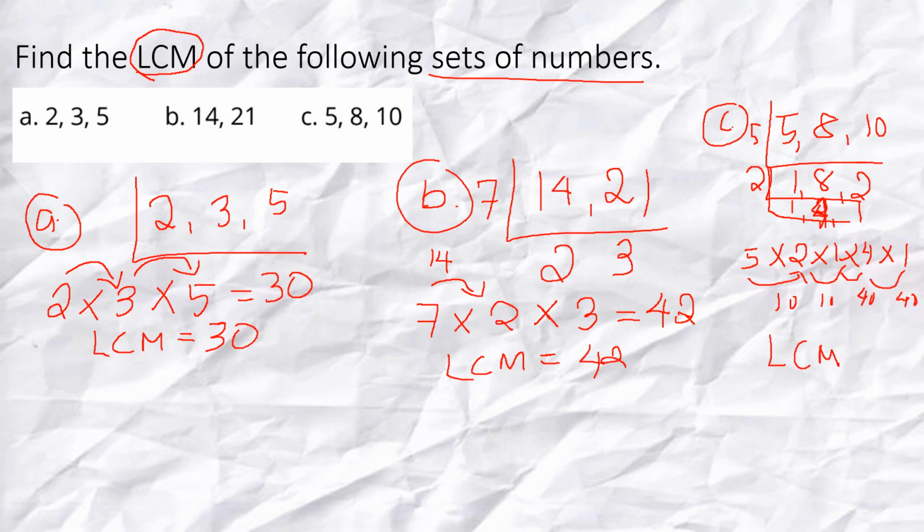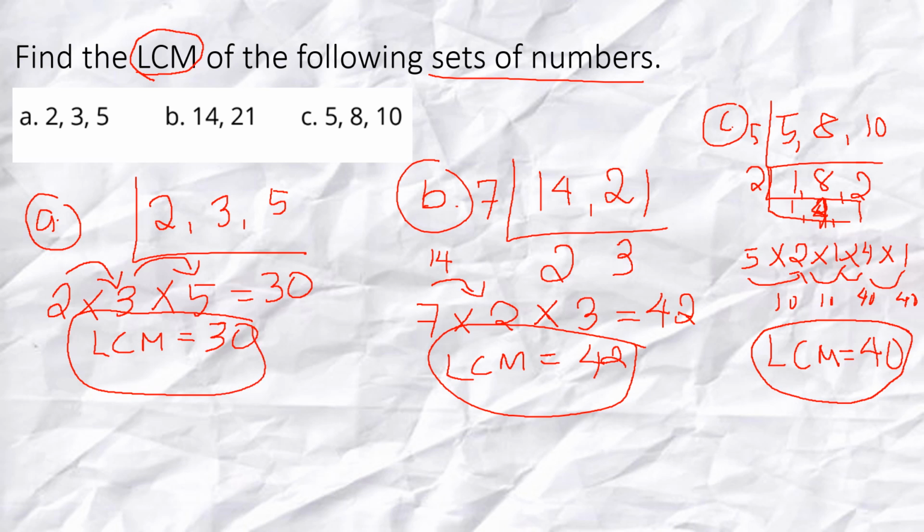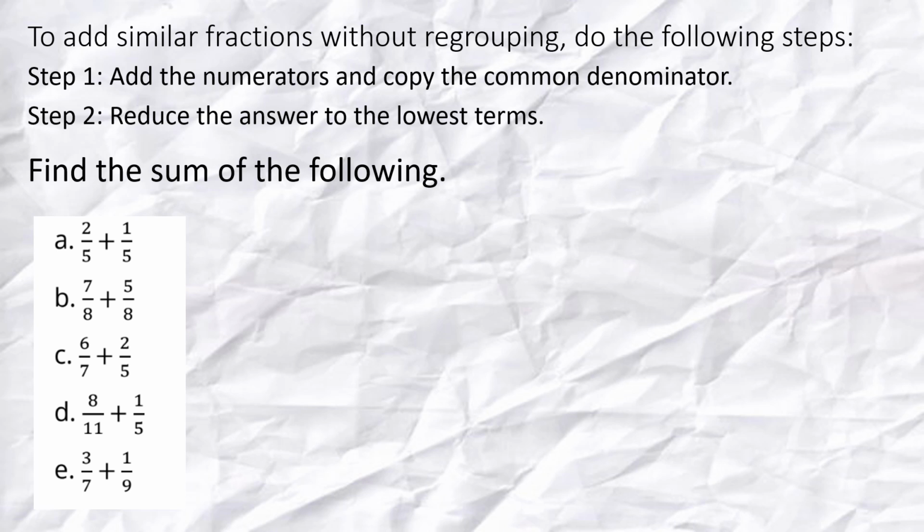So the LCM is 40. So that is how we solve for the LCM of the given set of numbers. Next one. This time, we'll be discussing how to add similar fractions without regrouping.